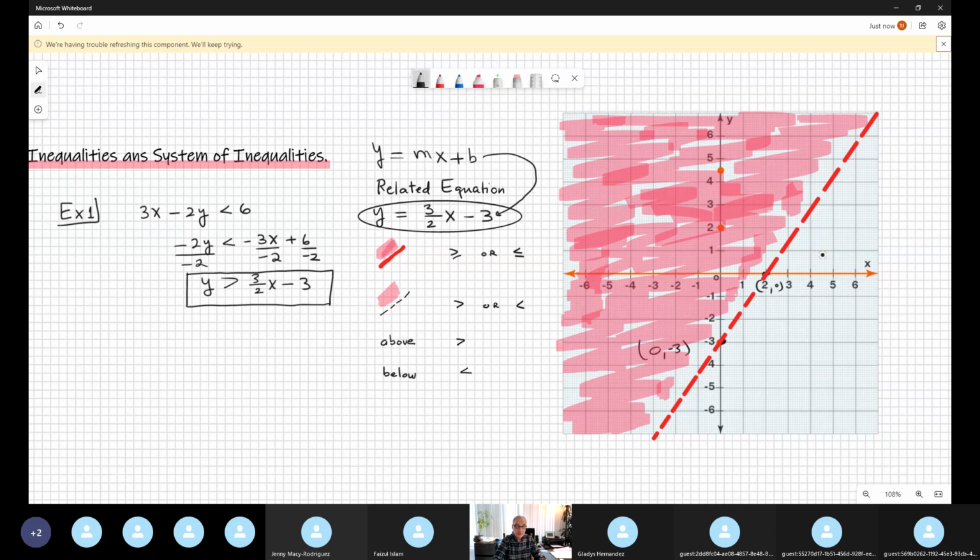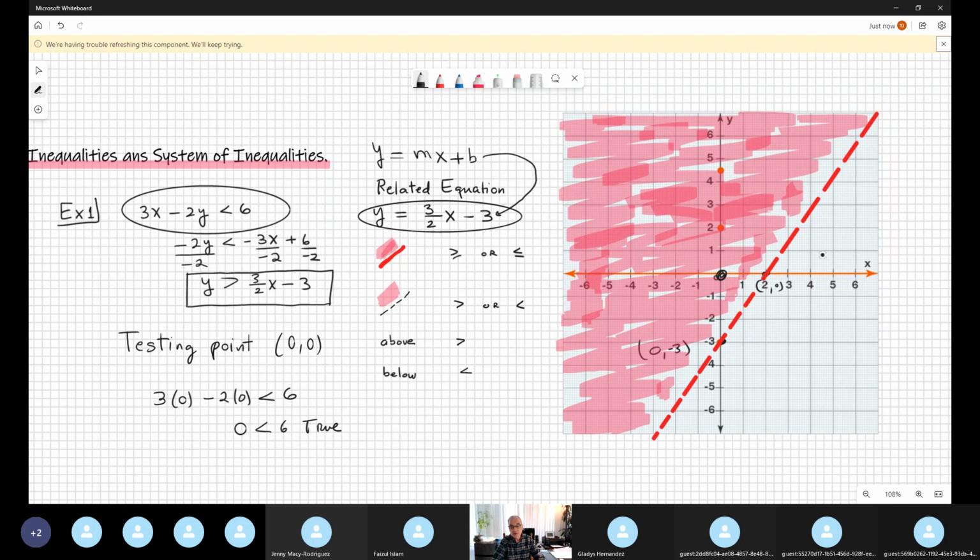Another possibility is you take a testing point. Universally, everyone takes (0, 0) because it's too easy to understand. And you evaluate in the original inequality or in the new one, it doesn't matter because they are equivalent, no? In the original, for example, it is 3 times 0 minus 2 times 0 should be less than 6. So 0 minus 0 is 0, and 0 less than 6 is a completely true statement. That means the point (0, 0) belongs to the solution.